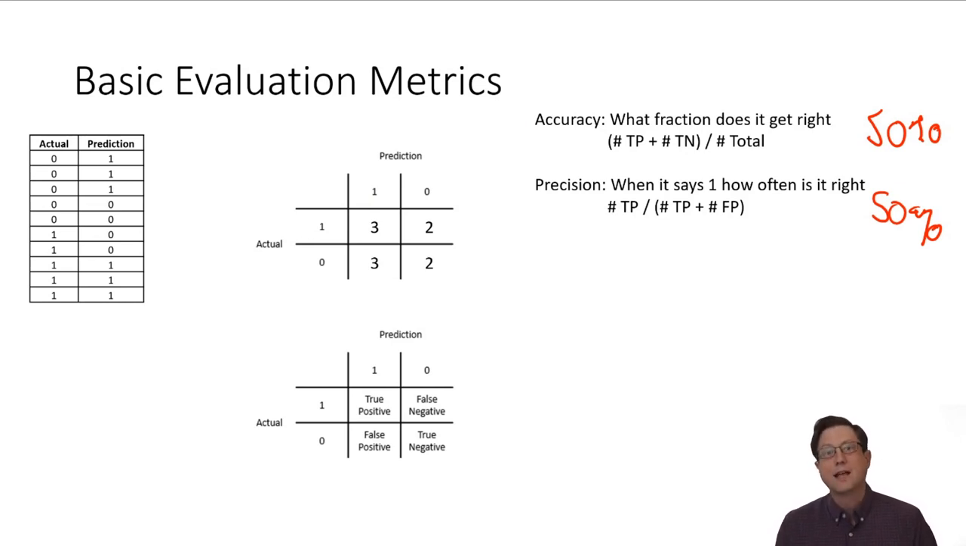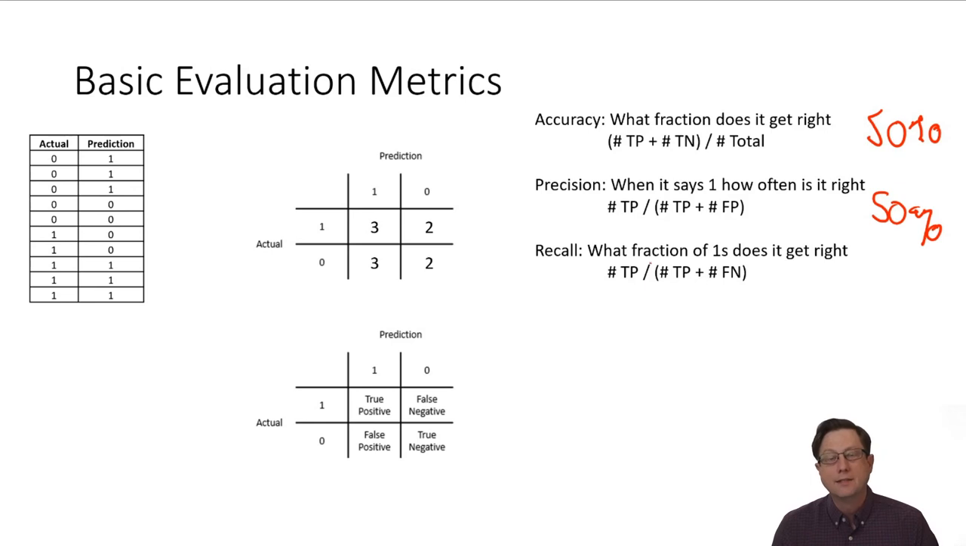These are very different concepts, and they mean incredibly different things. Accuracy is: of every possible thing in the universe, how many does the model get right? And precision is: of every y equals one, how many does it get right? Those can be quite importantly different.